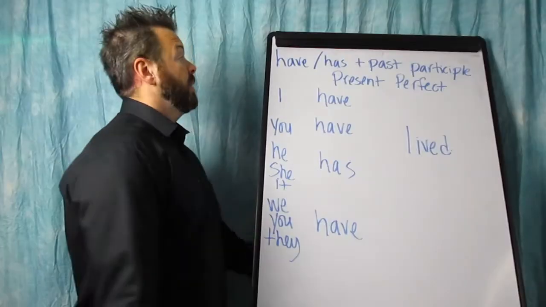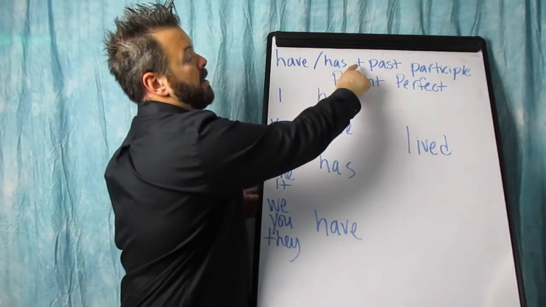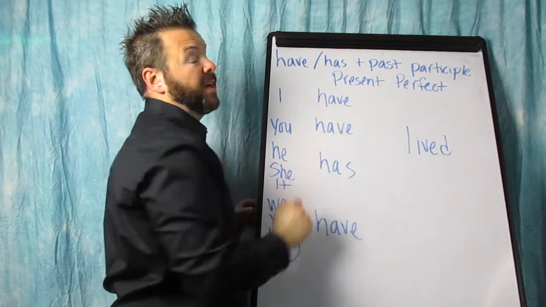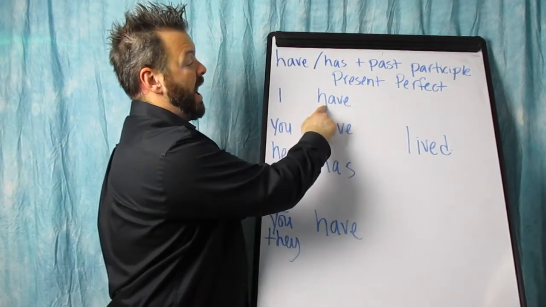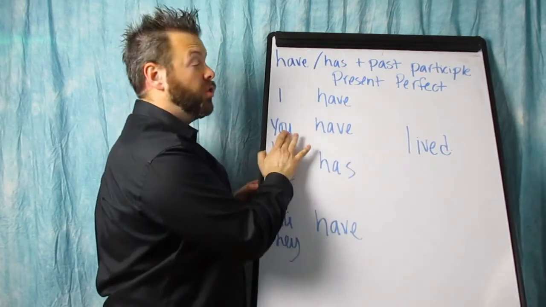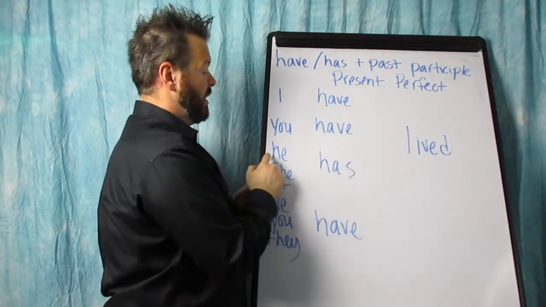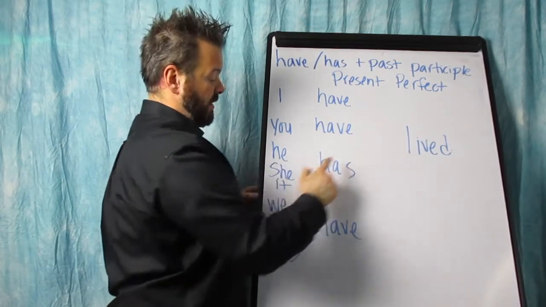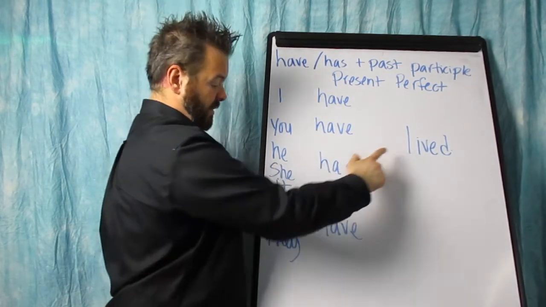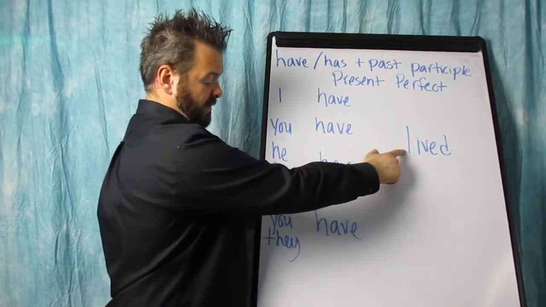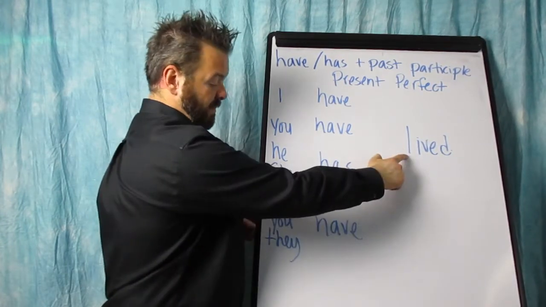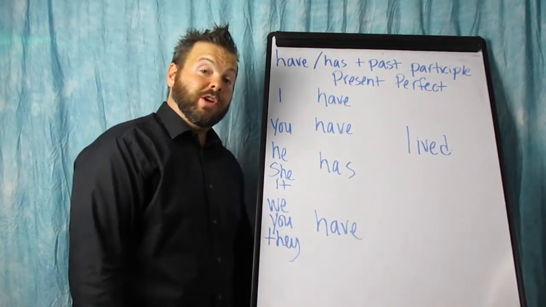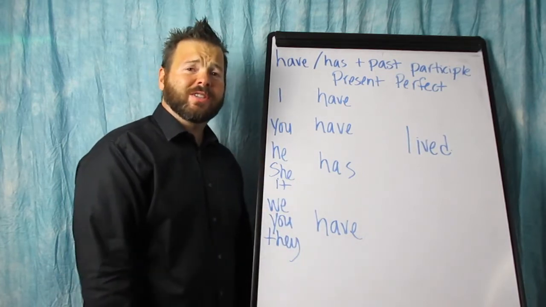Okay, here, have or has plus the past participle equals the present perfect. I have lived. You have lived. He has lived. She has lived. It has lived. We have lived. You have lived. They have lived. Pause the video here, write everything down, and read it to yourself.